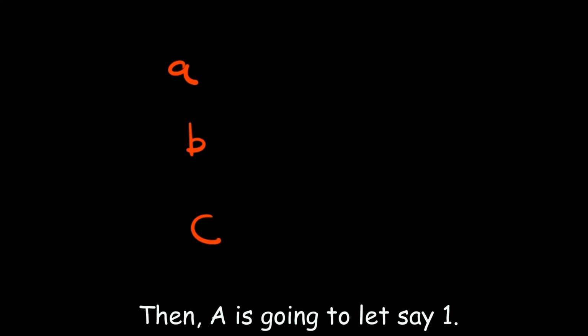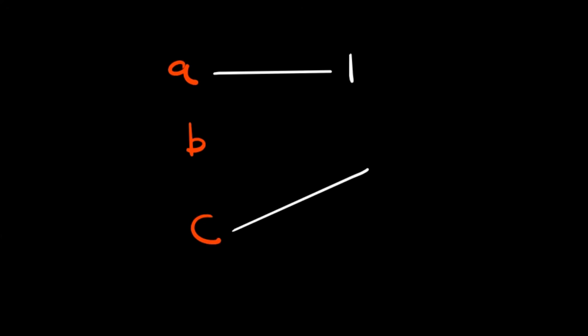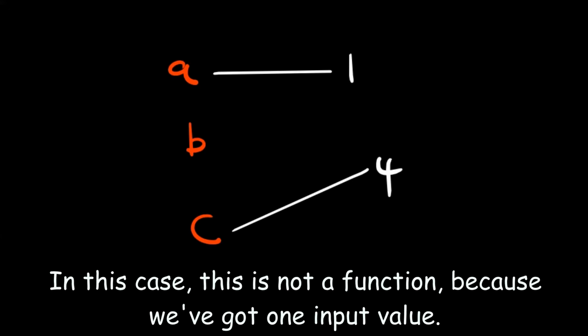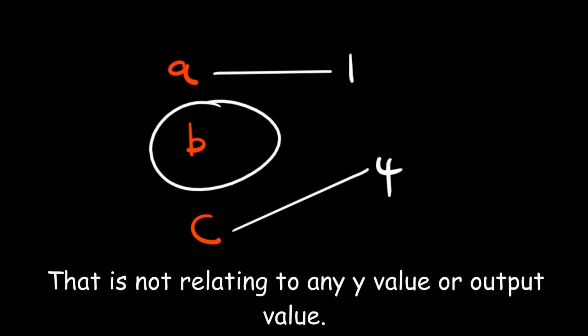Another relation that is not a function is where you have an input without an output. For example, let's say we've got a, b, and c. Then a is going to, let's say, 1, and c is going to, let's say, 4. In this case, this is not a function because we've got one input value that is not relating to any y value or output value.